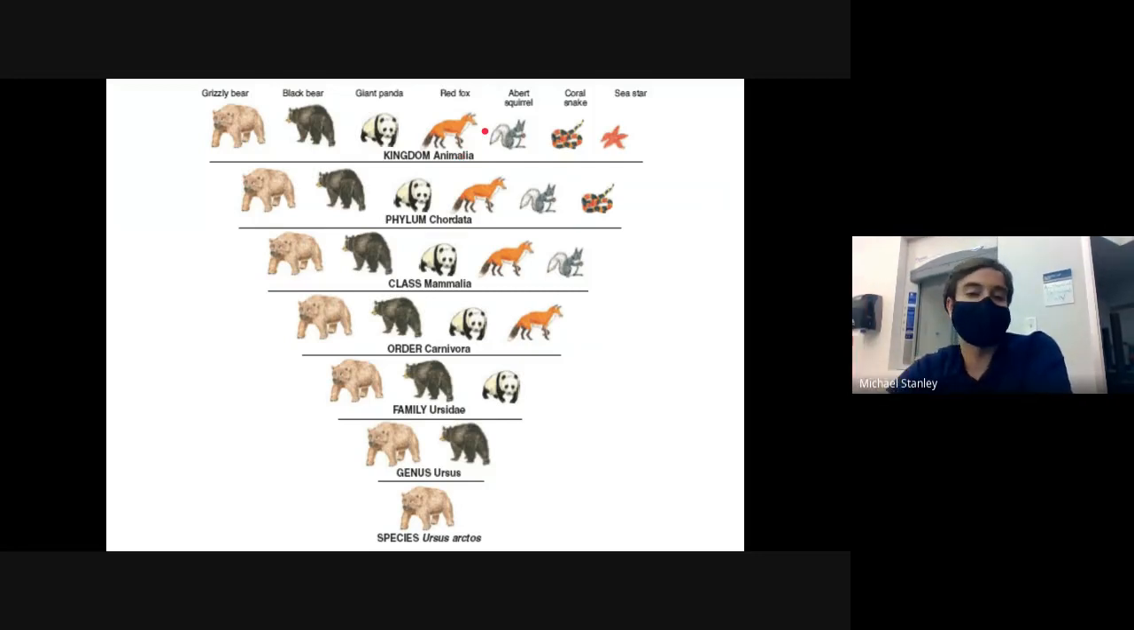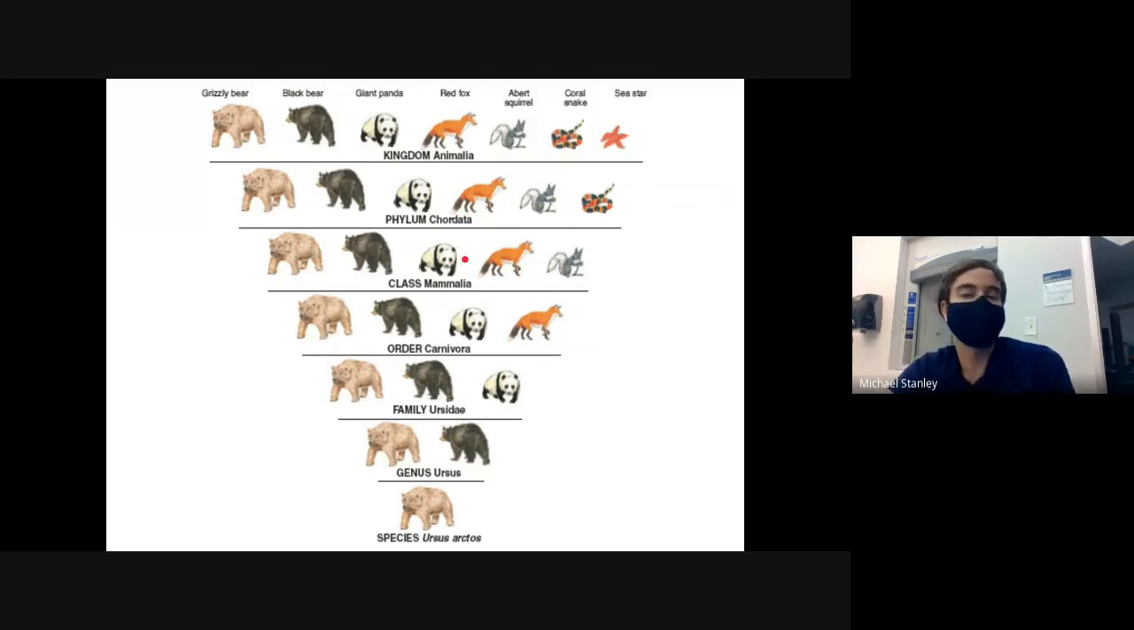We can then narrow it down a tiny bit into the phylum of Chordata. So Chordata essentially means that you have a nerve cord and a backbone. So sea stars, the little star-shaped guys that live in the ocean, they do not have backbones. They belong to a different phylum. But snakes and squirrels and foxes and pandas and black and grizzly bears, they all have backbones, so they're all in the phylum Chordata. We then have the class, Mammalia.